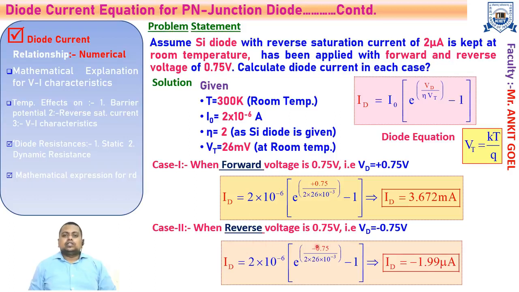And you can also observe one thing, that there is almost no percentage change in the saturation current. You can see the saturation current I naught is 2 microampere. And the current flowing at minus 0.75 volt is minus 1.99 microampere. So there is very little change in the current. So I naught is almost constant in reverse bias voltage.